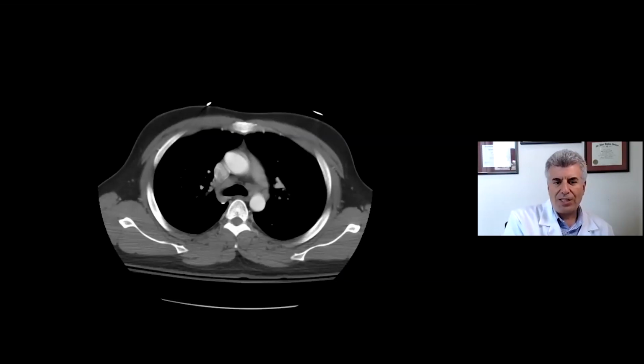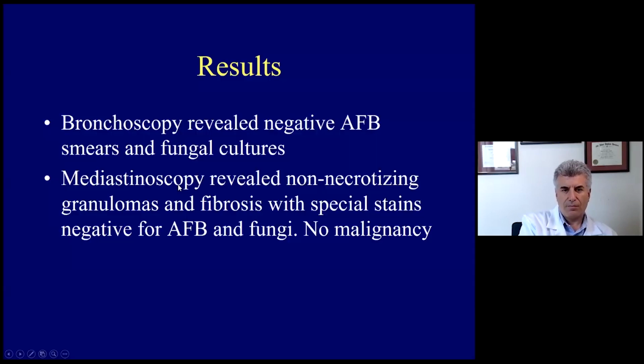Okay, now this is his chest CT showing soft tissue windows, and you can see here that there's lymphadenopathy in the mediastinum. All of this is abnormal. And this is abnormal lymphadenopathy as well, next to the carina. So a bronchoscopy revealed negative AFB smears and fungal cultures, and he had a mediastinoscopy, a biopsy which revealed non-necrotizing granulomas and fibrosis with special stains negative for AFB and fungi. No evidence of malignancy.